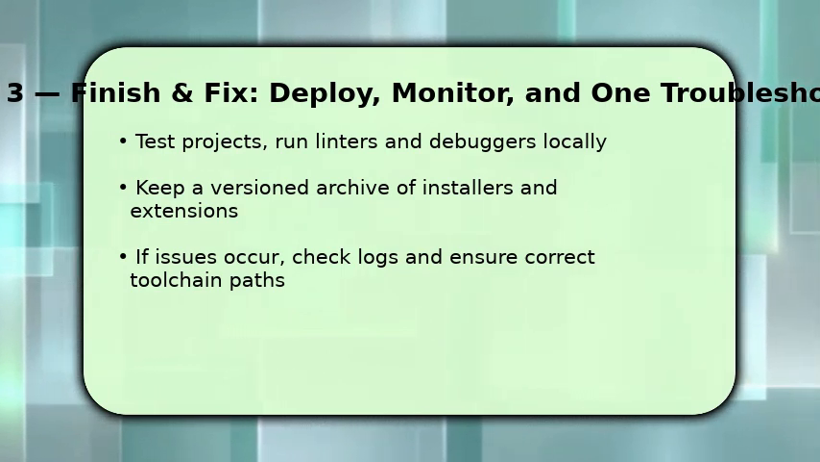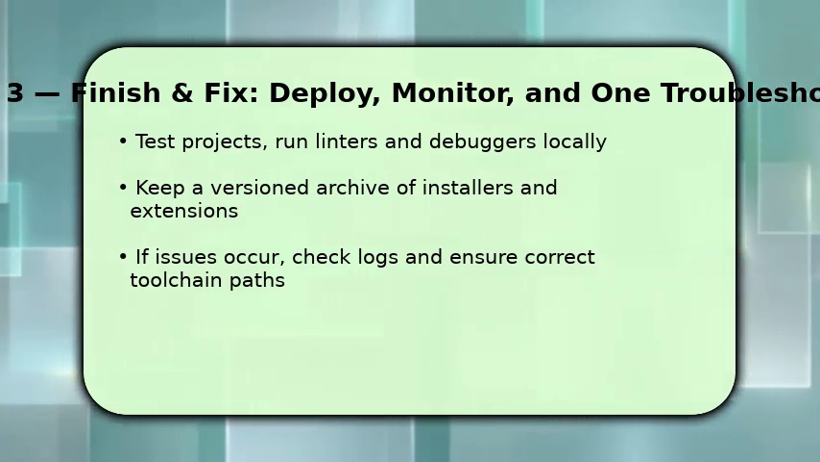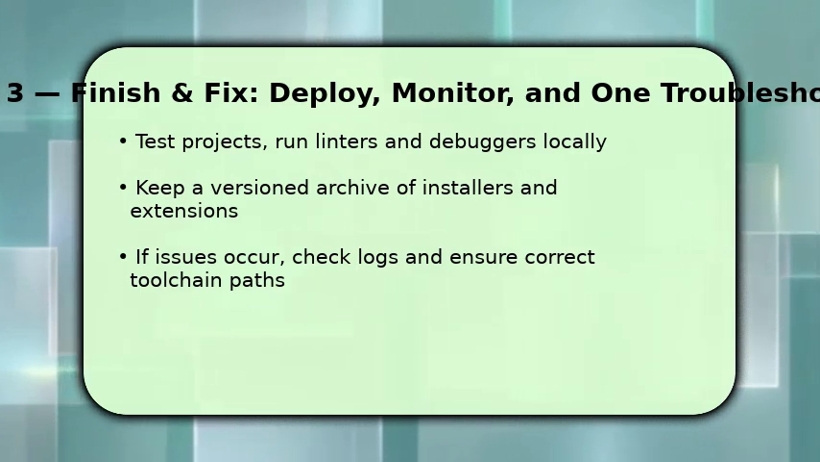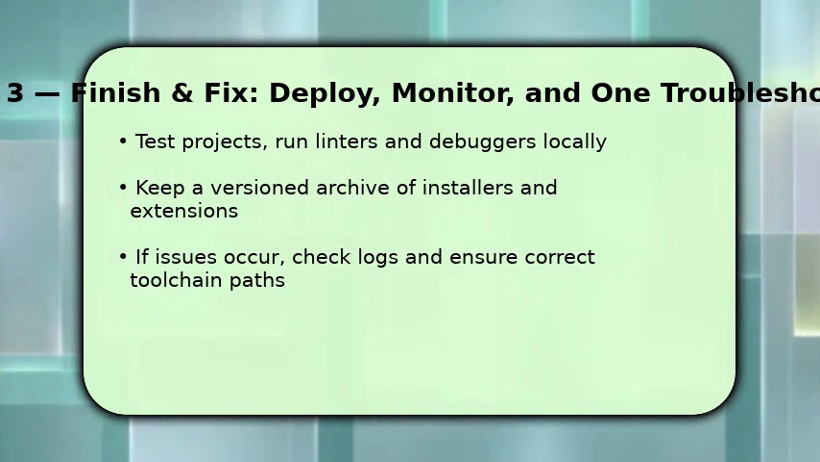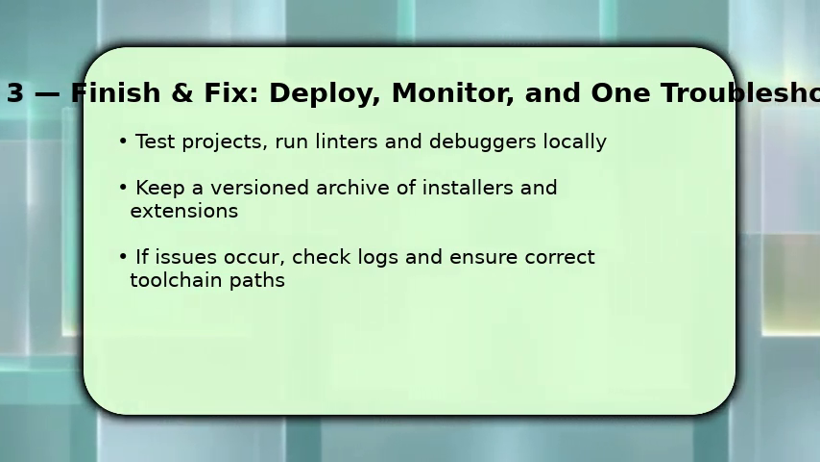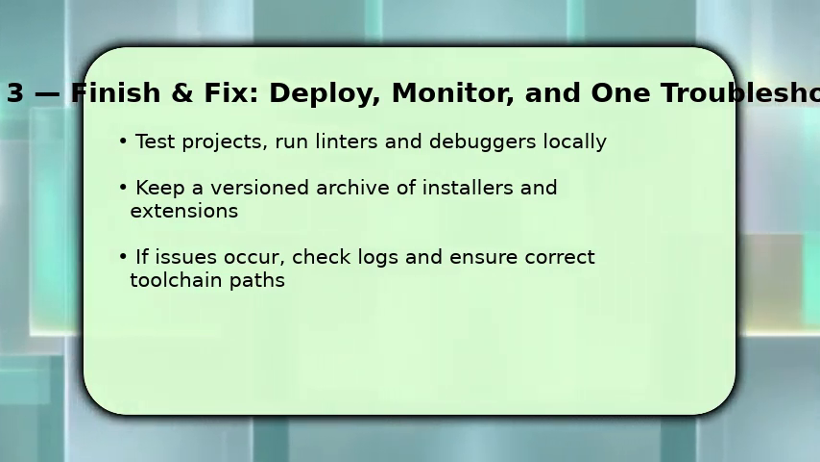Once confirmed, archive the installers and VSIX files with version labels for future reuse. If something breaks, check the output and developer tools console for path errors. Then correct environment variables or reinstall the missing runtime.